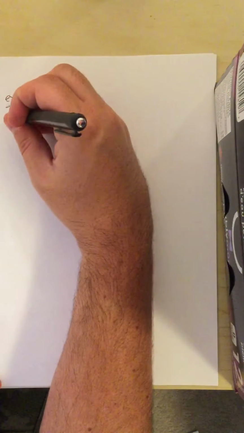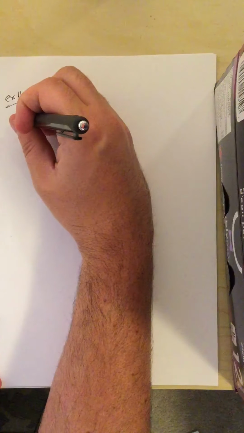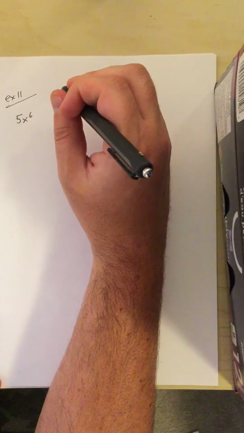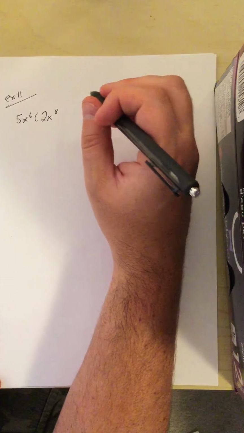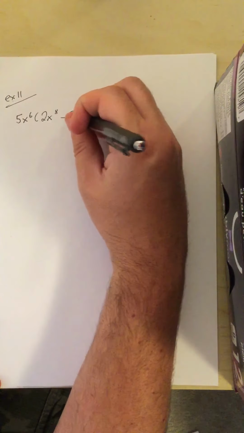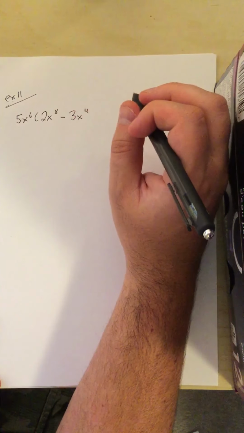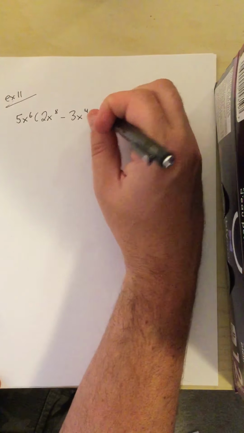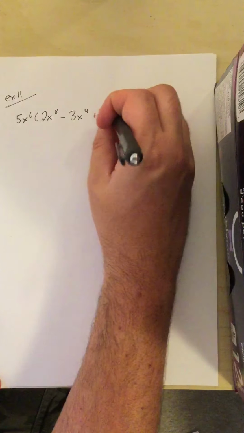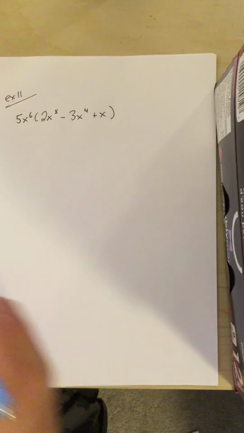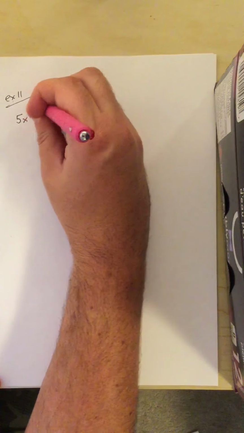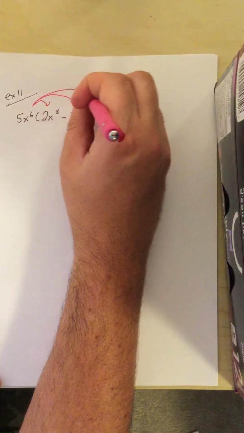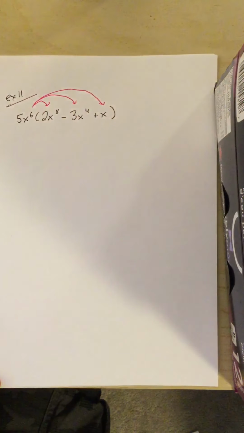Okay, next example. So what we have here, we're going to have some higher exponents. 5x to the 6, 2x to the 8, minus 3x to the 4, plus x. Now, it pretty much follows the same pattern as before. So it multiplies in.